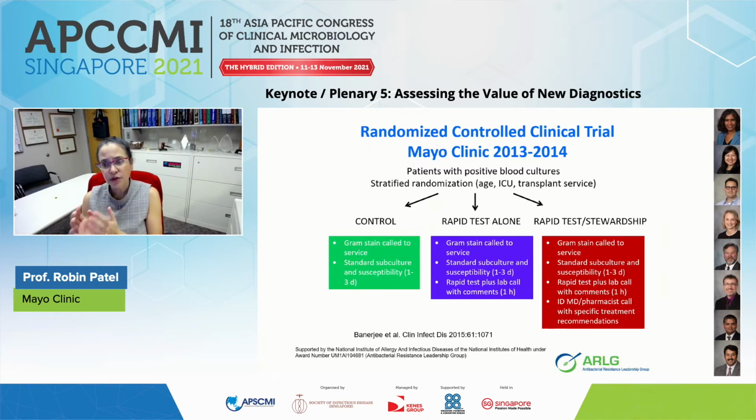And then the third arm, which is in red on the right-hand side, is where we ran the rapid test, but we also involved a stewardship team. And the stewardship team was notified immediately of that result and took a look at the patient's medical record in the context of what was going on with the patient, what this result showed, and if they thought that there should be a therapy adjustment, escalation or de-escalation, then they picked up the phone and called the service and made that recommendation. And in this study, this was done pretty much 24/7. So it was a pretty involved study.